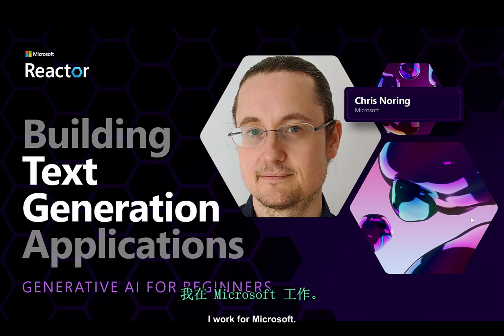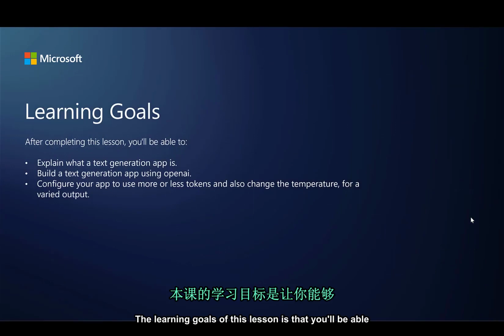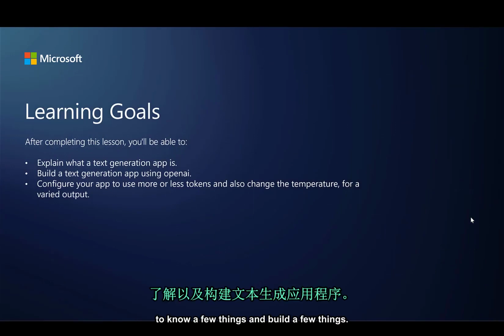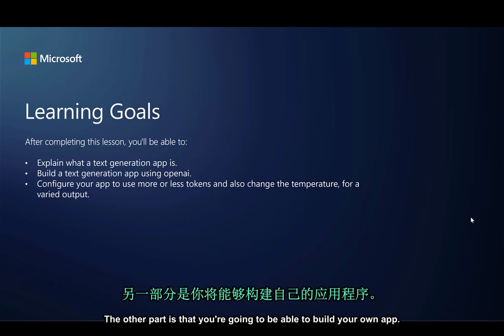So the learning goals of this lesson is that you'll be able to know a few things and build a few things. For example, you'll be able to explain what a text generation application really is. The other part is that you're going to be able to build your own app.